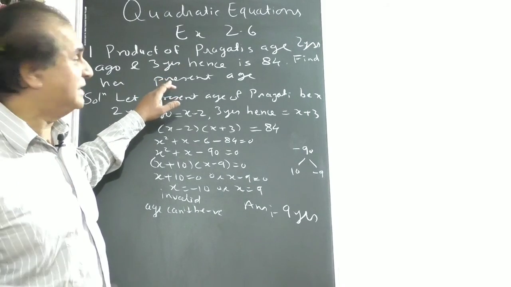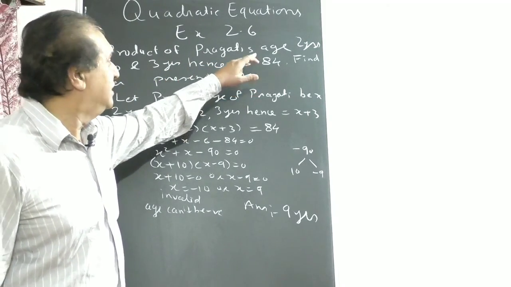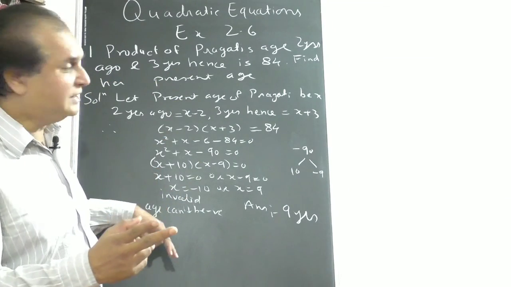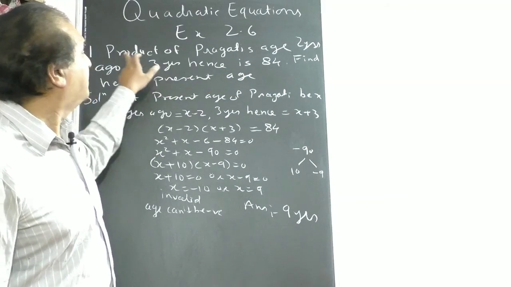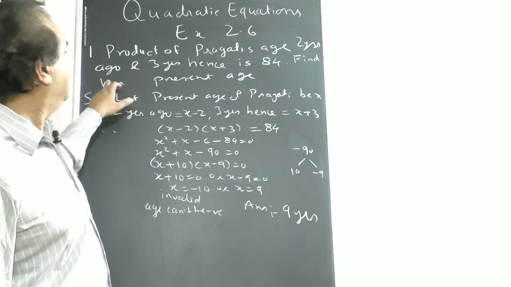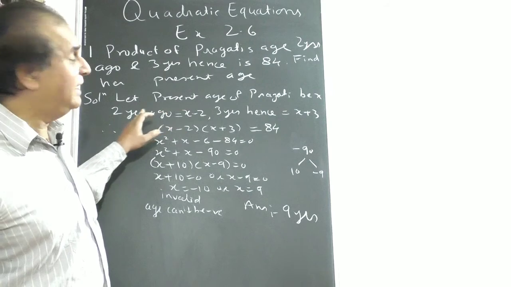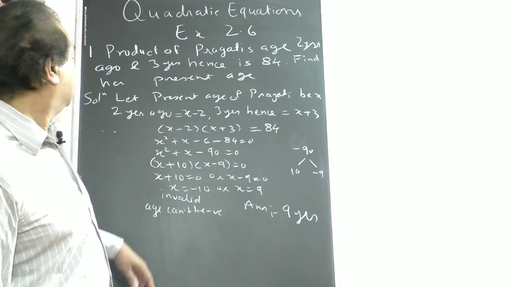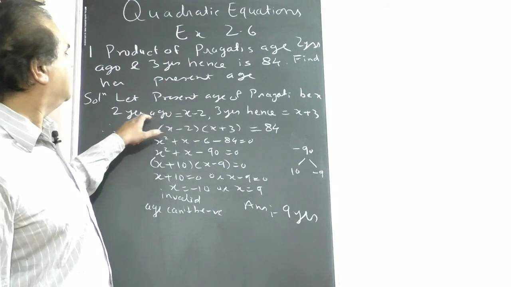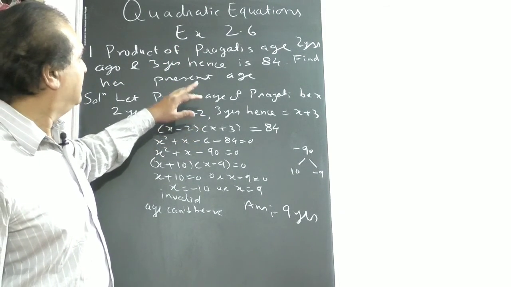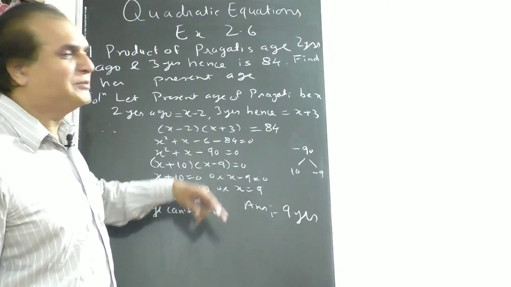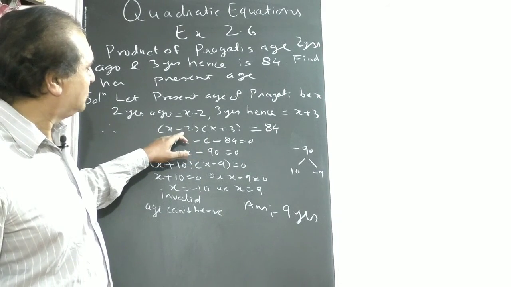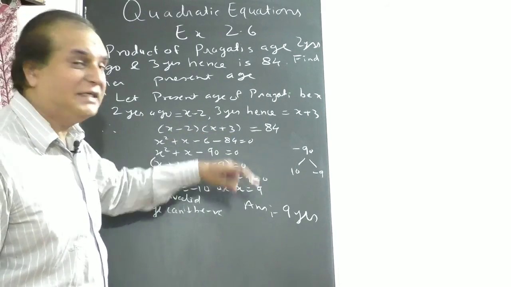Product means multiplication. The product of Pragati's age 2 years ago and 3 years hence is 84. Find her present age. Whatever you have to find, let it be x. Let Pragati's present age be x. So 2 years ago it was x minus 2, and 3 years hence it is x plus 3. This product, (x minus 2)(x plus 3), is 84.